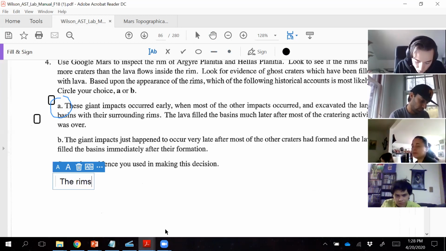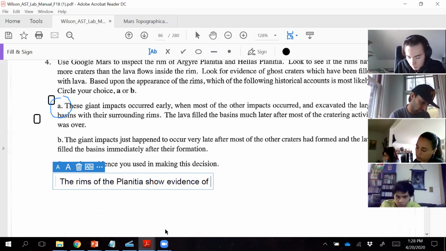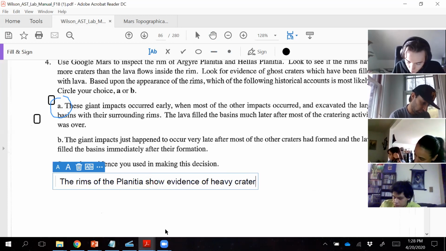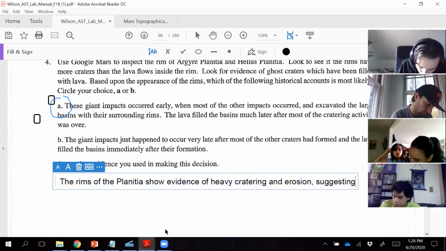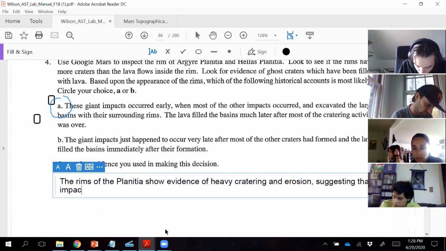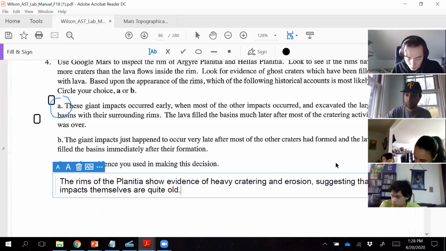The rims of the Planitia show evidence of heavy cratering and erosion, suggesting that the impacts themselves are quite old. Does that sound good to everyone?